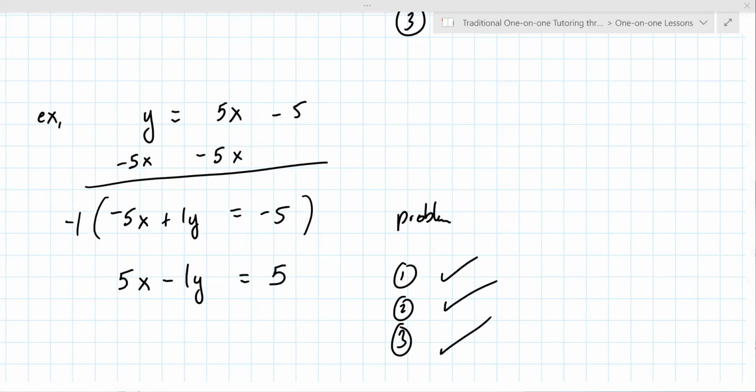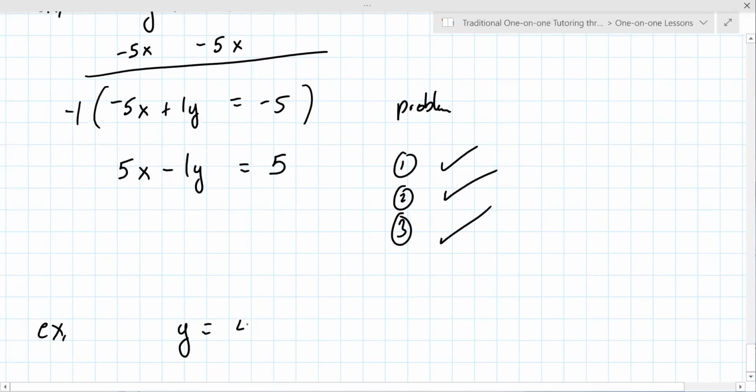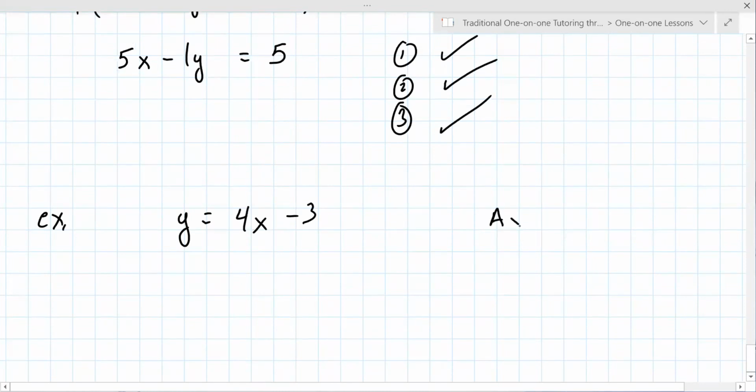All right, so let's try another one here. Y equals 4x minus 3. I want you to put this into standard form, AX plus BY equals C form. Let me know when you're all done. All right, so I brought it over. I subtracted 4x from each side, which left me with minus 4x plus 1y equals negative 3. And then multiplied it by negative 1. So give me your final answer. 4x minus 1y equals 3.